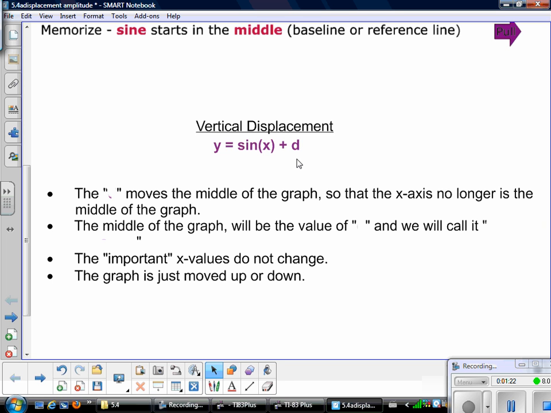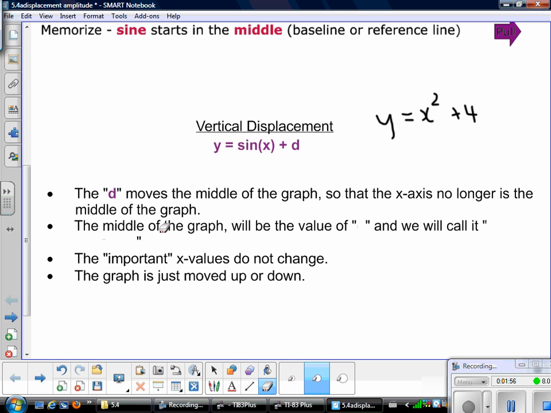So it's like moving a parabola up or down. When we had y equals x squared, and then we did plus 4, it meant that I would move the whole graph up 4 units. So the D moves the middle of the graph. So the x-axis is no longer the middle of the graph.